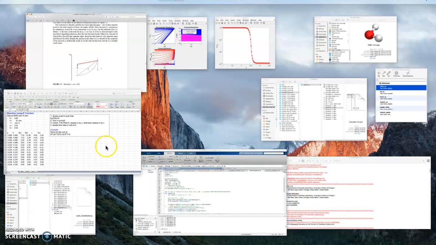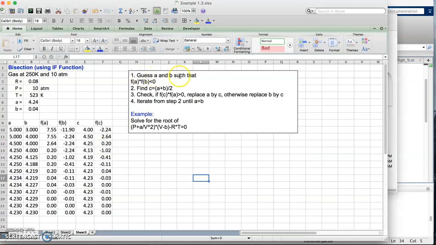So here's the algorithm. You're going to guess a and b such that fa times fb is negative. If this is not true, we have to iterate over a and b until we get some a and b such that this holds. Alright, then we're going to find the average of a and b. You call it c. Then we're going to check if fc times fa is positive. And we're going to replace a, our first guess point, by c. Otherwise, we're going to replace b by c.